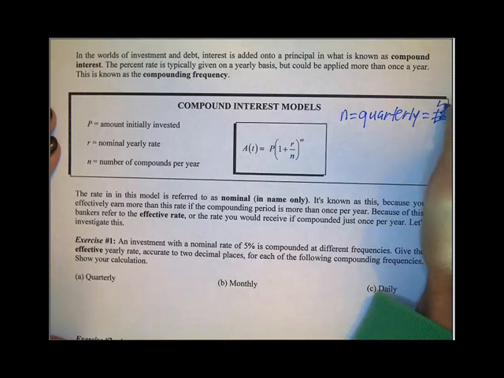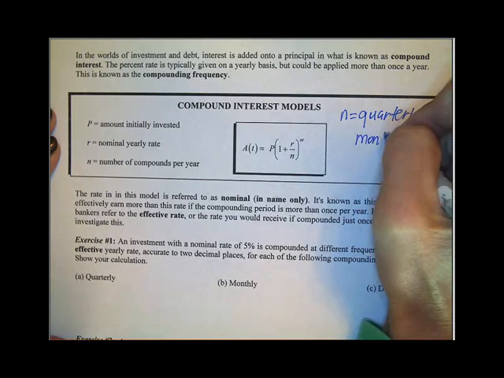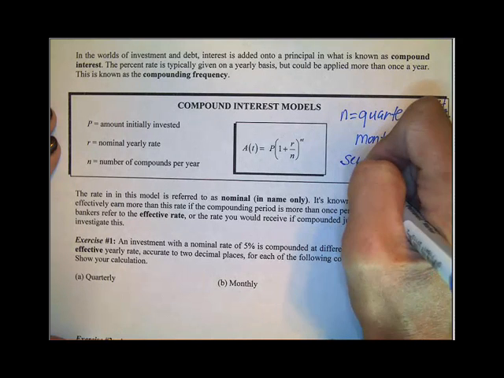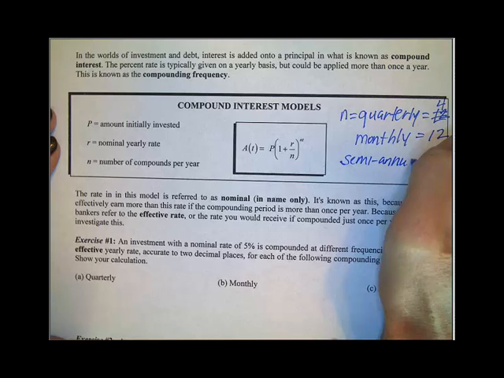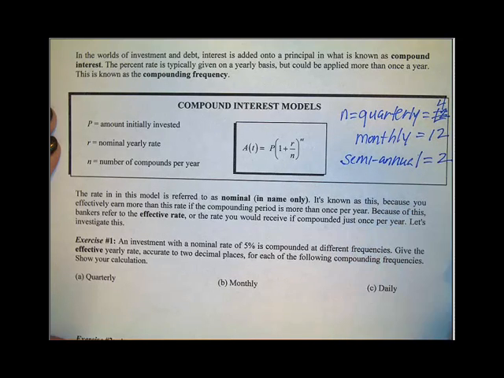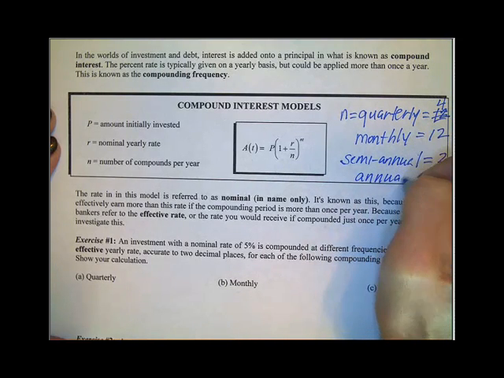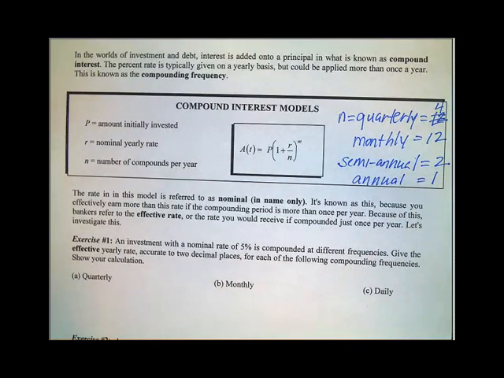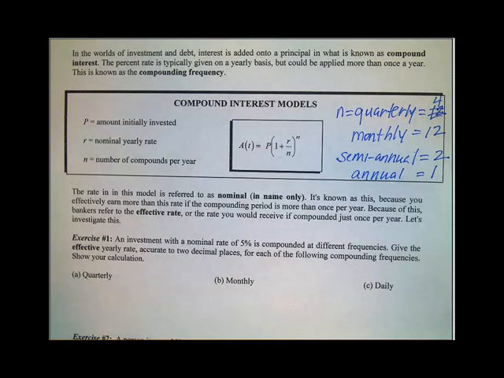Quarterly is 4 times a year. Monthly is 12 times a year. Semi-annually is 2 times a year, and annual is 1 time a year. I apologize for the initial screw up. Thinking ahead.